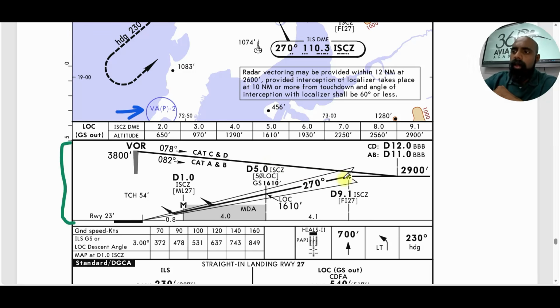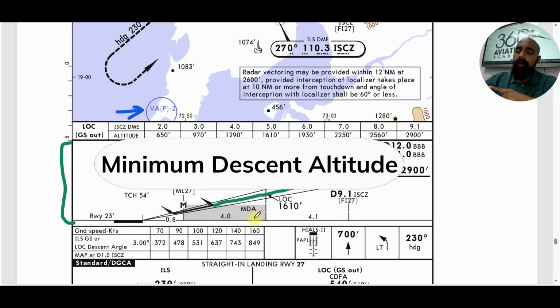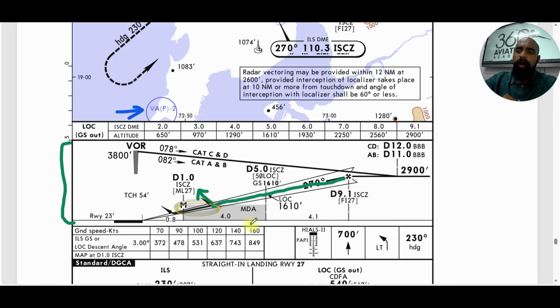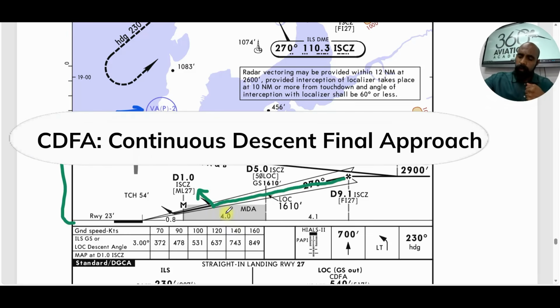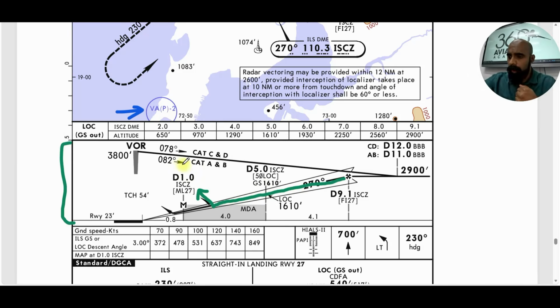So if you are doing a non-precision approach, that is a localizer only approach in this case, I would come down to this point, which is called my MDA, minimum descent altitude, right? So I've reached this point, MDA. If I see the runway, I land. If not, I go around. So this I would do in case of a CDFA approach, continuous descent final approach. Okay, so in this case, I would come down to this point and go around.